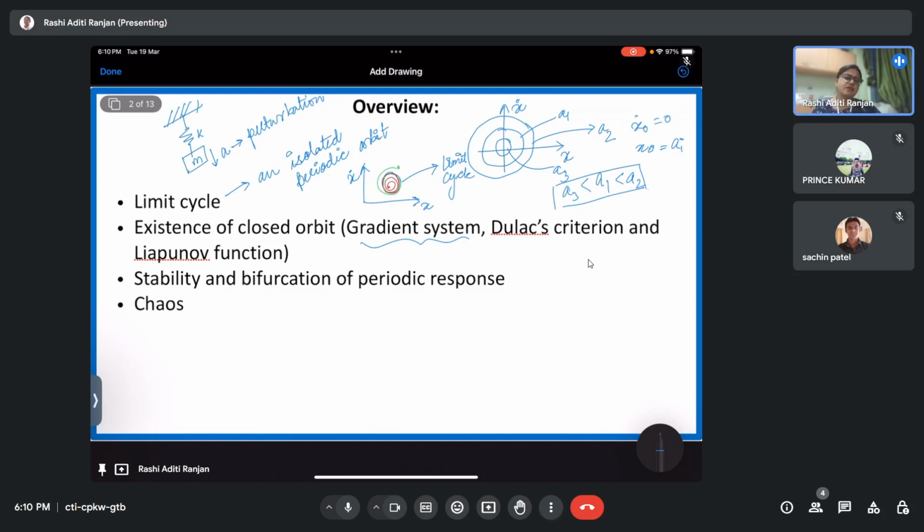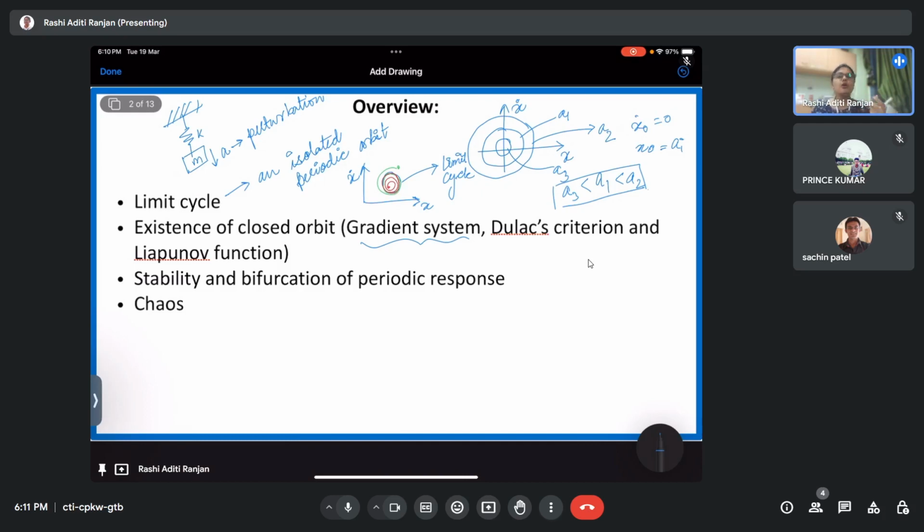Likewise, there were the Dulac criteria and the Lyapunov function, by which we could tell whether my system is going to have a closed orbit or not. In a practical case, if I require that my system should have a closed orbit, then by these criteria I can check whether the system is going to have it or not.